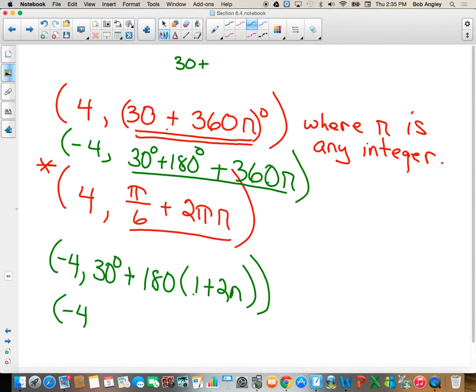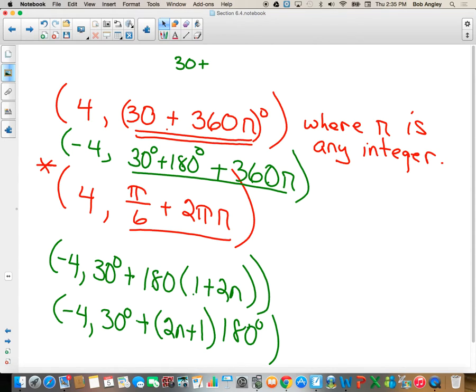I'm going to write this as 30 degrees plus (2n plus 1) times 180. Okay, now do you see that that's all the same thing? I just switch this around. Usually when you have an expression like this, you put the variable first.